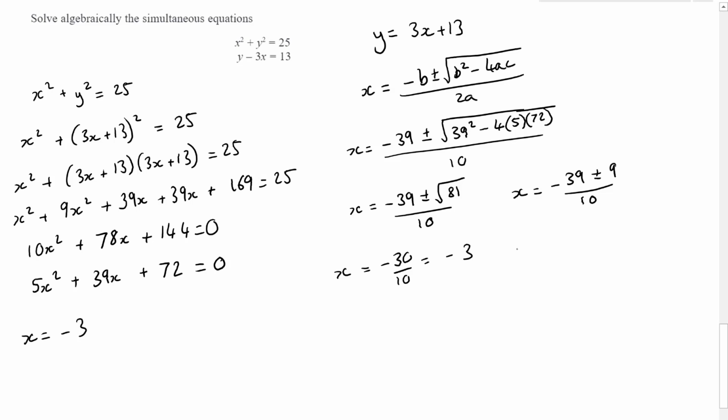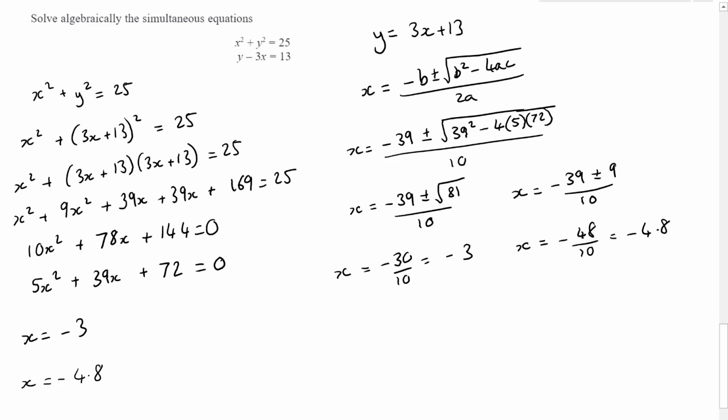And then our second solution is going to be what happens if we minus this. And if we minus that, we'd get x is equal to minus 48 over 10, which is going to be equal to minus 4.8. Okay, so that's our second solution. So x is either equal to minus 3 or x is equal to minus 4.8.